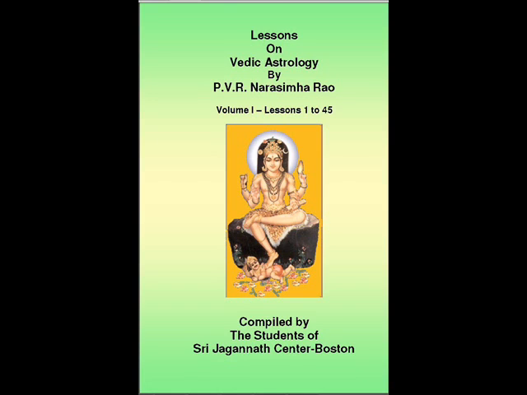So if you look at the Sun, what is the avastha of the Sun? Ritya lipsa avastha. What does ritya lipsa mean literally? Desirous of dancing. So it's a very energetic state. Party mode. So the Sun is basically excited. The Sun is in ritya lipsa avastha.